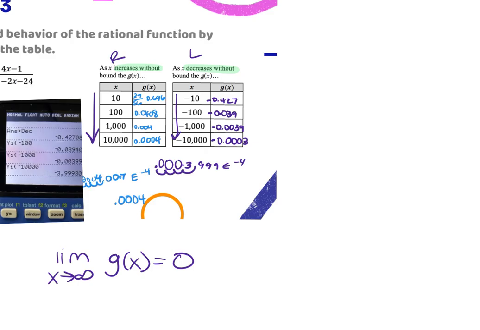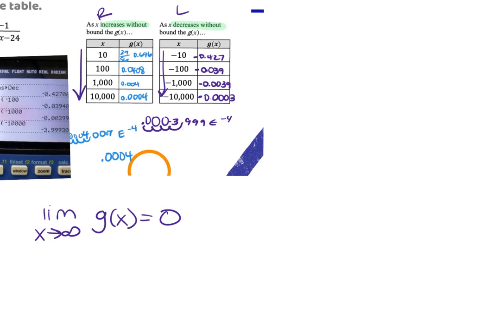And what's happening to the y values? Getting bigger, getting smaller? No, bigger. They're getting bigger, right? Negative 0.4 is smaller than negative, because they're negative, right? So these are actually getting bigger and getting closer and closer to 0. So the limit as x goes to negative infinity, g of x also is going to 0.